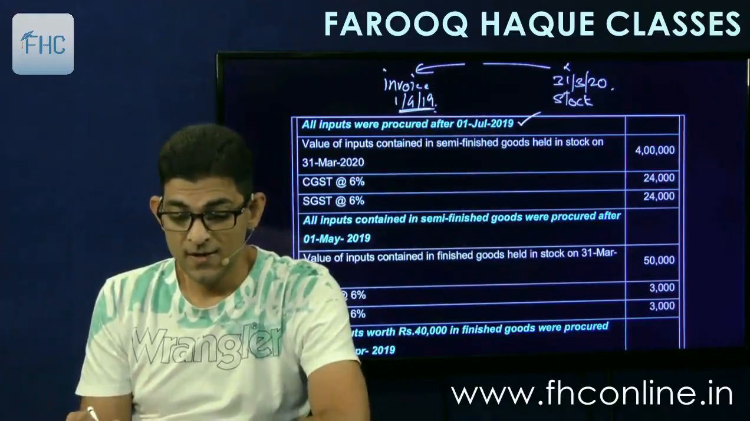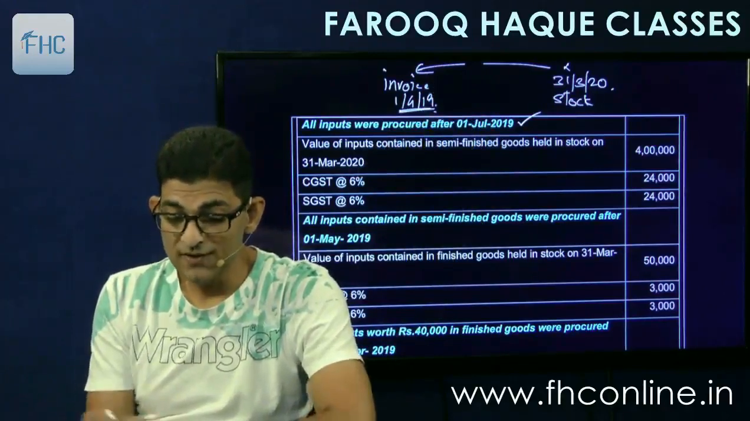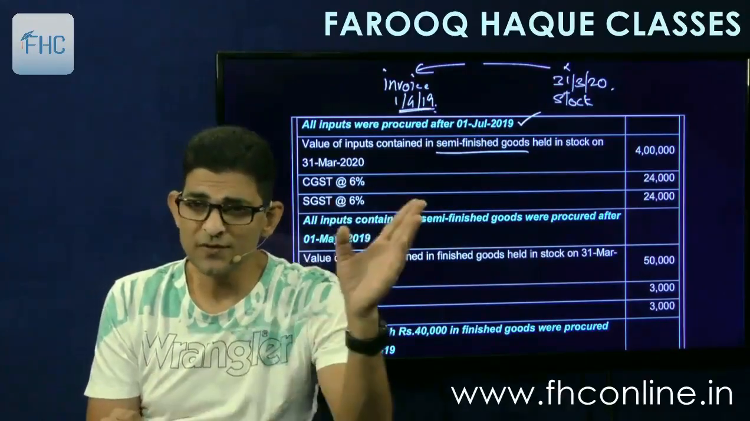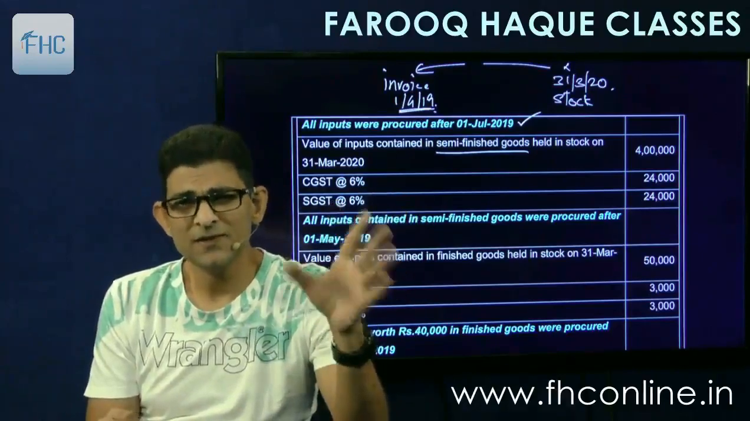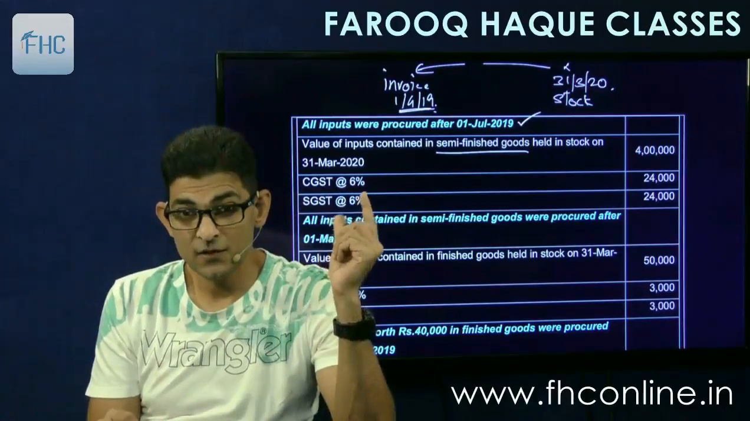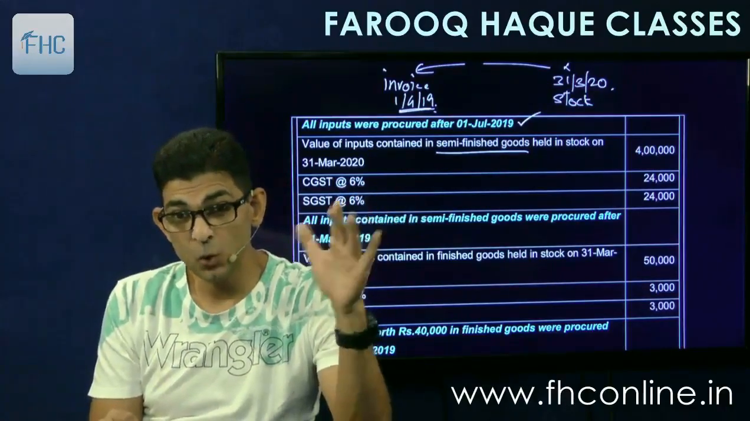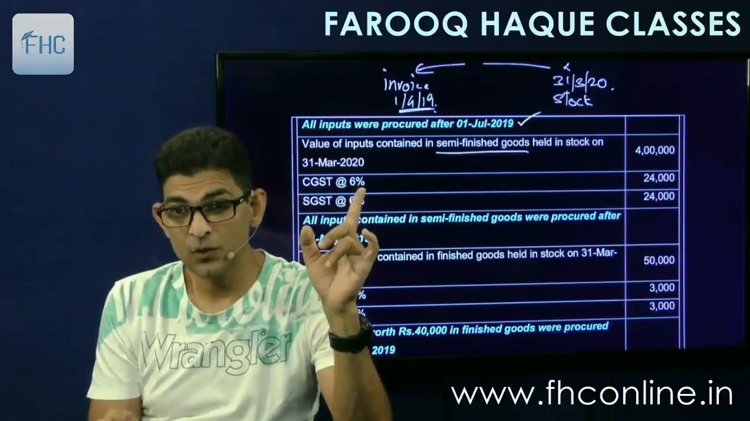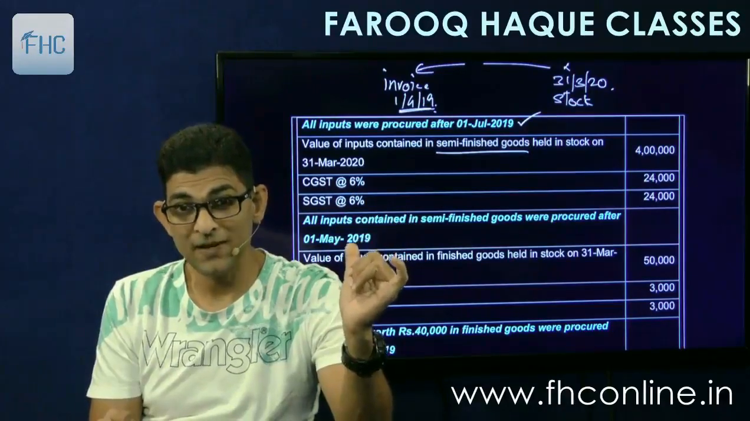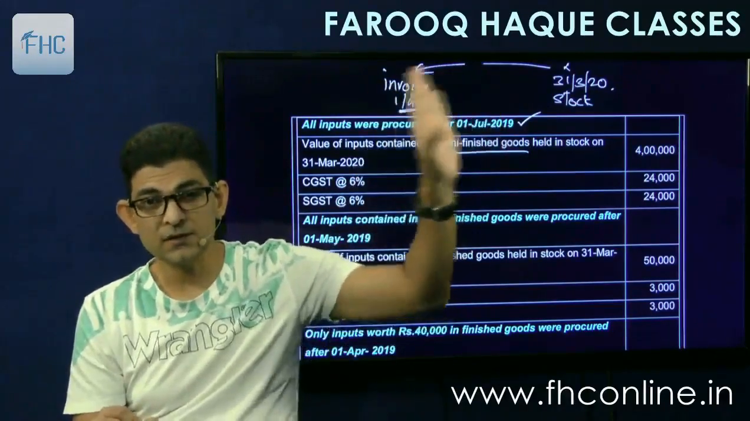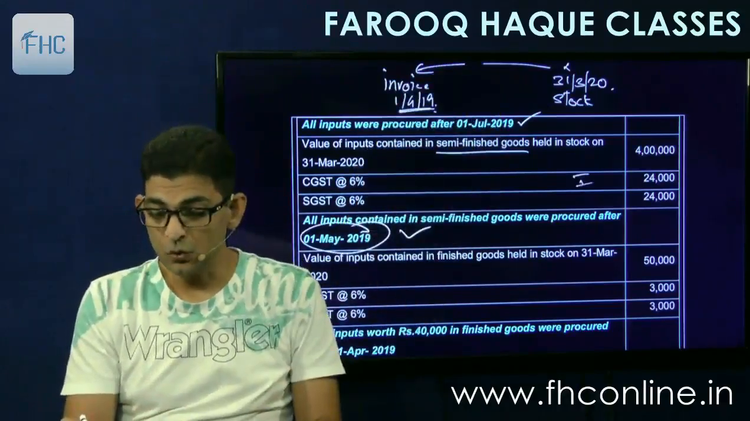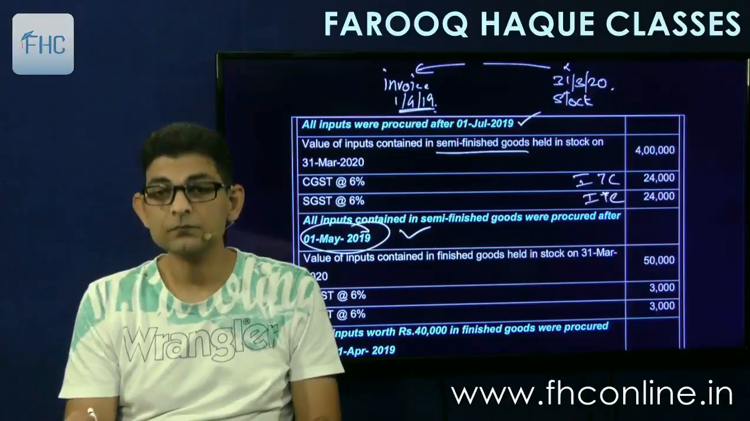Next, value of inputs contained in semi-finished goods held in stock on 31st March 20. The value is also given. Now, we don't actually need the value, but it's given. We need CGST and SGST. In this case there is CGST and SGST, so this might be the local, intra-state purchase: 24,000. And all inputs contained in semi-finished goods were procured after 1st May 19. So that is also within 1 year. So good enough, we can take credit of these two also.